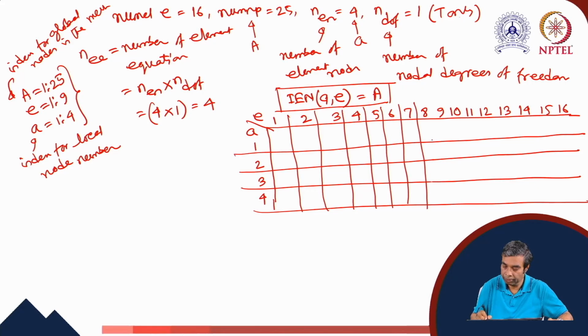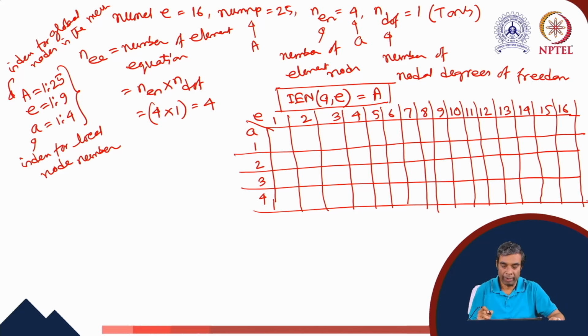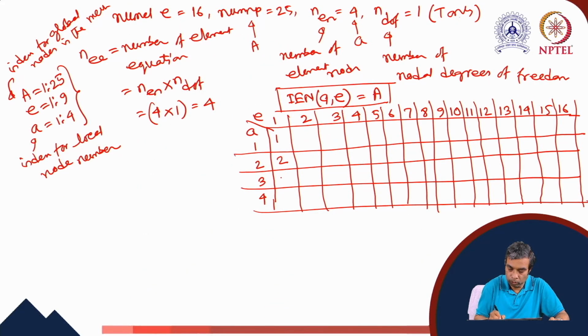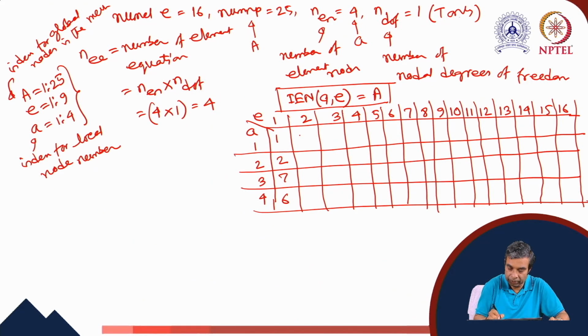I am making the boxes where I have to put the capital A values. We already have the elements along the row and the local node numbers along the column. So in the box, we shall put the capital A values. If I go back to the sketch, for the first element, our global node numbers are 1, 2, 7, 6. Then for element 2, it is 2, 3, 8, 7.